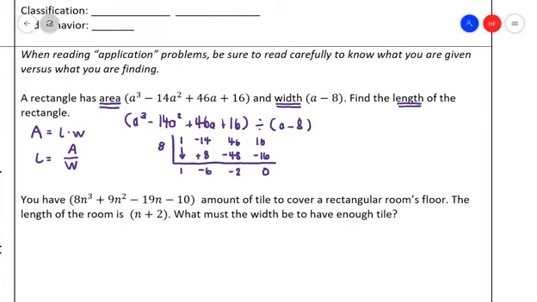So we're not substituting, we're not finding what the value is, we're finding the length. So we need this entire polynomial that we get from it, which would be a squared minus 6a minus 2.